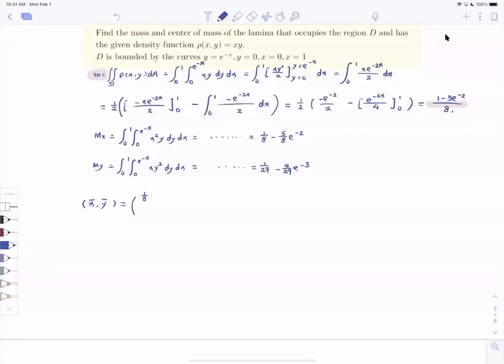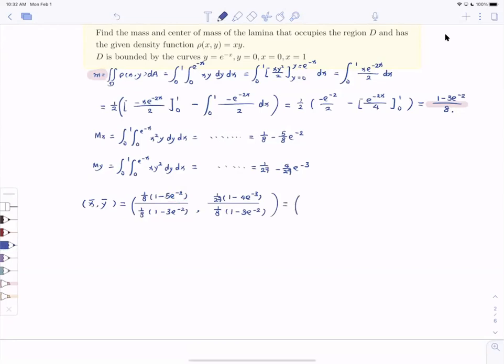1 over 8, 1 minus 5 e to the negative 2, over 1 over 8, 1 minus 3 e to the negative 2, and then 1 over 27, 1 minus 4 e to the negative 3, over 1 over 8, 1 minus 3 e to the negative 2. Okay, so you can cross out 1 over 8 here, and you can factor out e to the negative 2 outside, and then you can cross out.